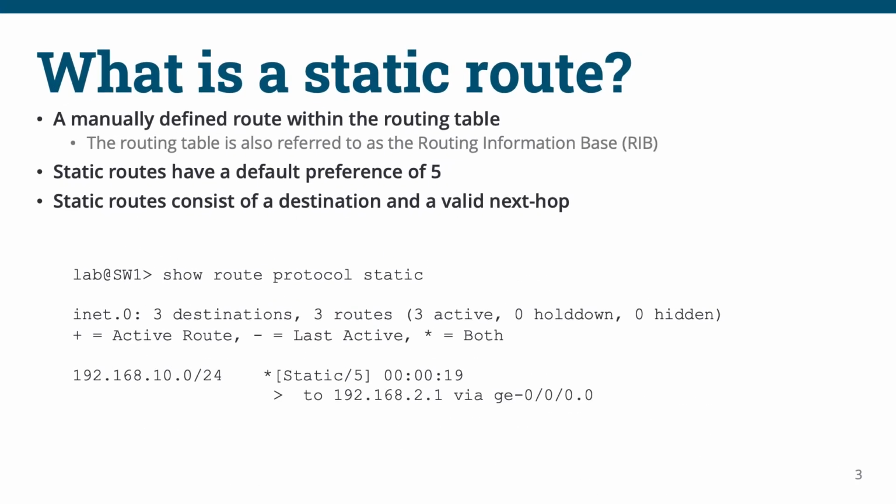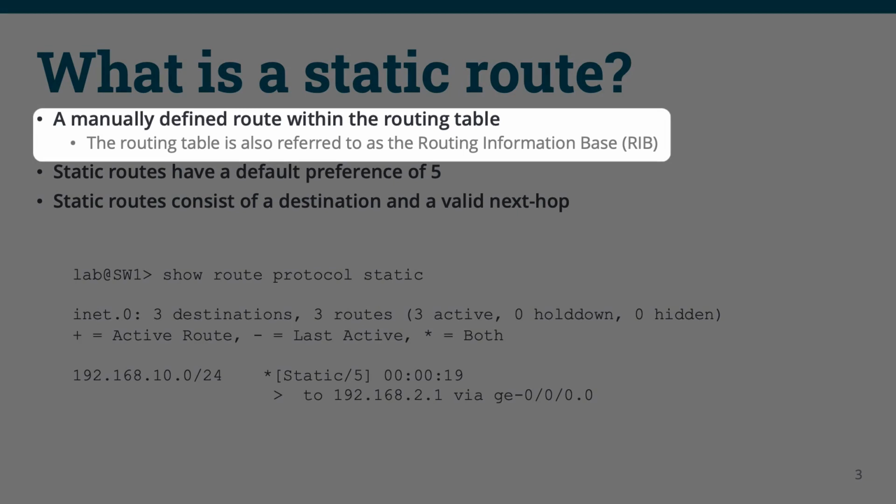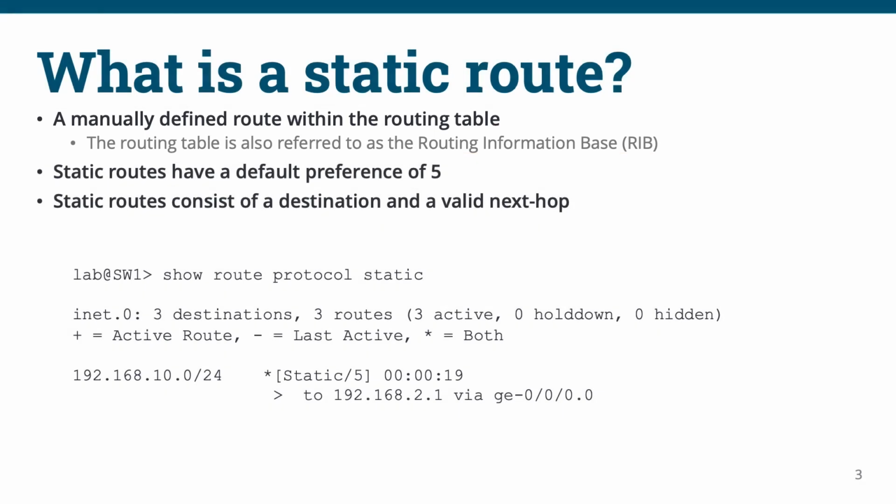A static route is an administratively defined route within the routing table. In some Juniper and other documentation, you might see the term Routing Information Base, or RIB. This is generally used as another term for the routing table. Static routes consist of a destination prefix and a next hop configuration. The next hop must be reachable for the route to appear in the routing table. If the next hop is not reachable, the route will be hidden.